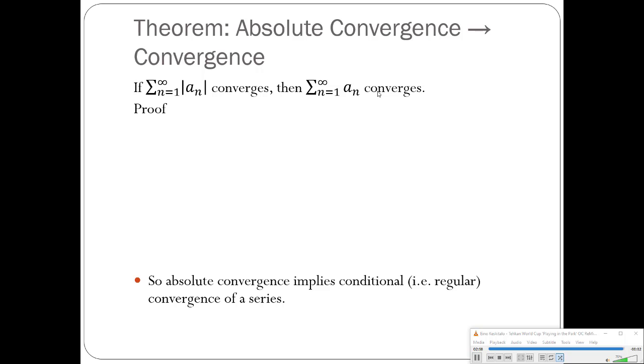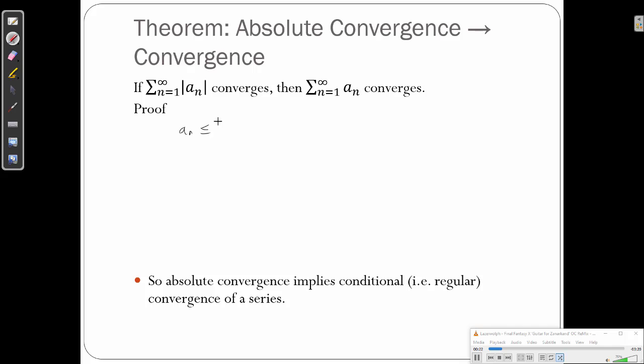We know just from algebra that a sub n is less than or equal to its positive absolute value and greater than or equal to its negative absolute value, because it's either a positive or a negative number. This is the highest it could be, this is the lowest it could be.